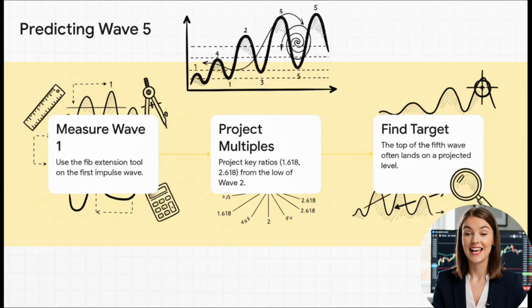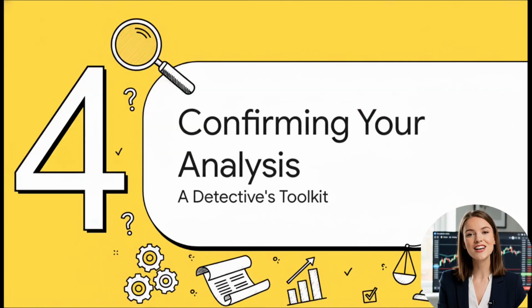Here's how it works. You measure the length of that first big push-up, wave 1. Then you project multiples of that length, like 1.618 times, starting from the bottom of wave 2. And so often, the very peak of that final 5th wave will land right on one of those projected price levels. It's wild.